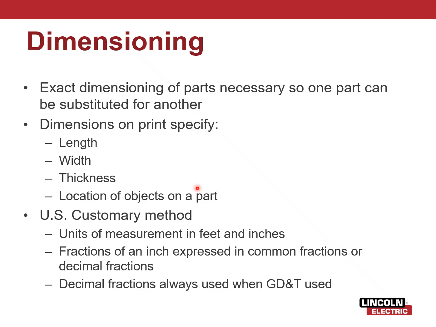So dimensioning. Exact dimensioning of the parts is necessary, so one part can be substituted for another. Typically, dimensions on a print specify the length, width, thickness, and location of objects on a part. The U.S. customary method, that's just fractions, feet, inches versus like the metric system. That's typically what we use, but metric system you'll see pretty frequently as well on prints. That's really just up to who's designing the part.